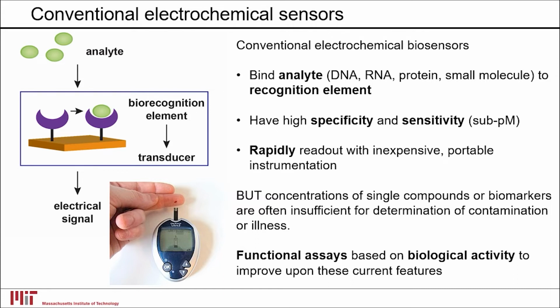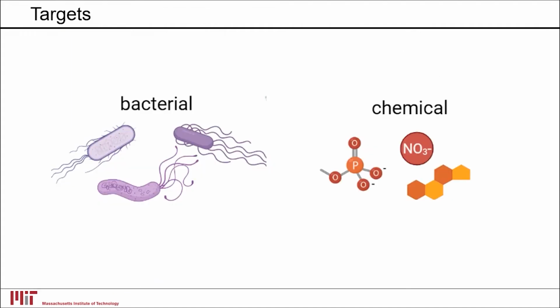But what my group has continually realized is that just monitoring concentrations of individual compounds or biomarkers is insufficient to determine if there's contamination or illness. So what we work on is functional assays that are instead based on some sort of biological activity of either the target or the recognition element to improve on current features of electrochemical biosensors. With functional biosensing in mind, today I'm going to tell you two stories about how we can use the inherent properties of bacteria to both detect pathogens and detect small molecule contaminants in the environment.